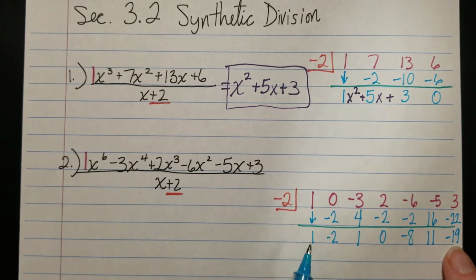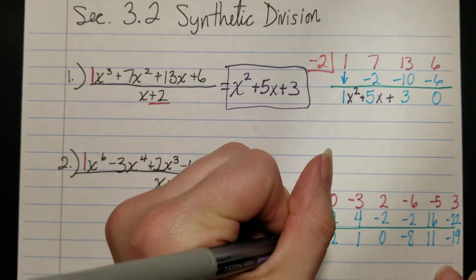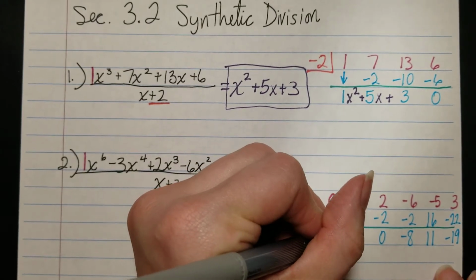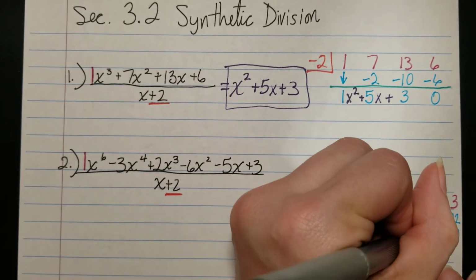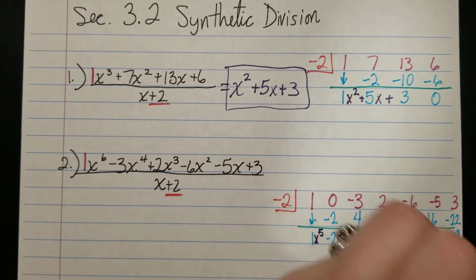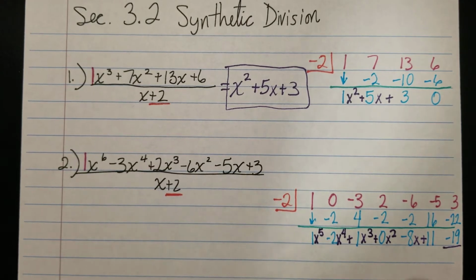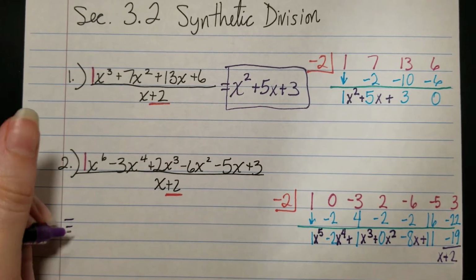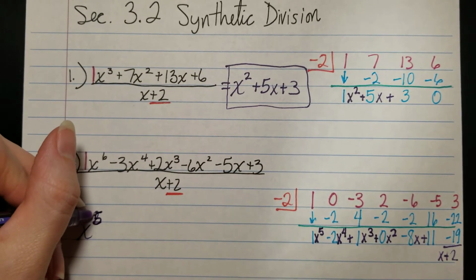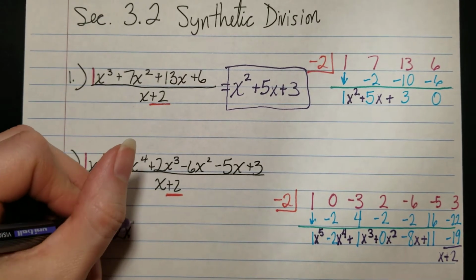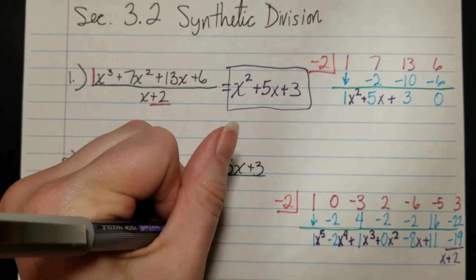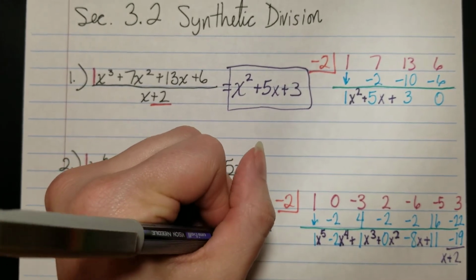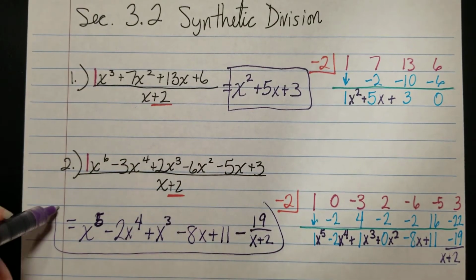So I'm going to start filling in my x's, starting with x to the 5th. So x to the 5th minus 2x to the 4th plus 1x to the 3rd plus 0x squared minus 8x plus 11. Then you take the remainder and put it over the divisor: minus 19 over x plus 2. Let me write that out a little nicer. My final answer is x to the 5th minus 2x to the 4th plus x cubed minus 8x plus 11 minus 19 over x plus 2. And that's my final answer.